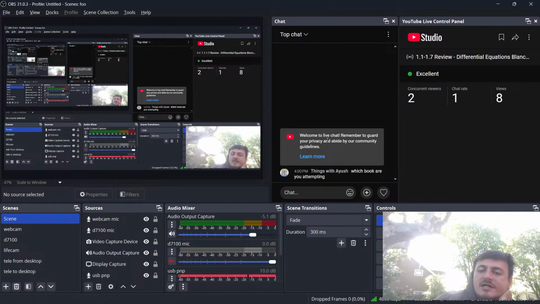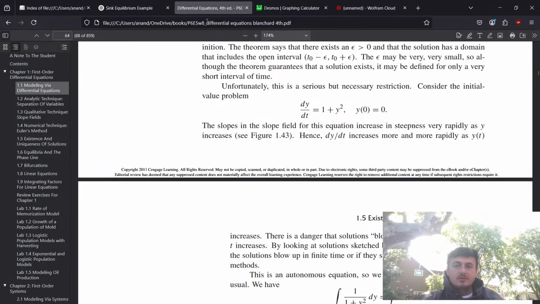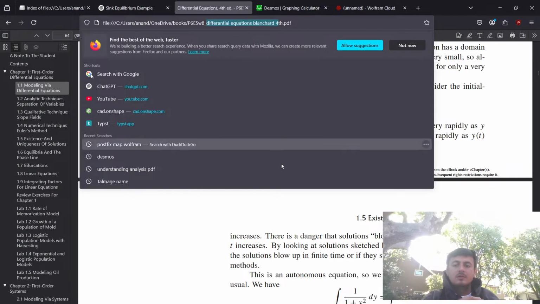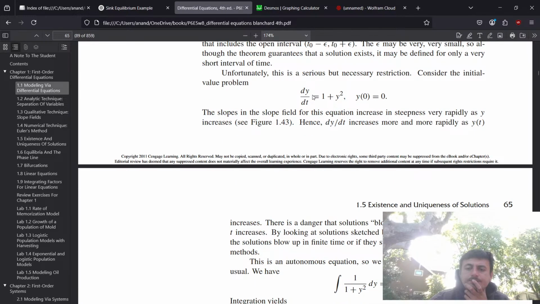This book is Blanchard, Differential Equations. But right now is review because I got a test.